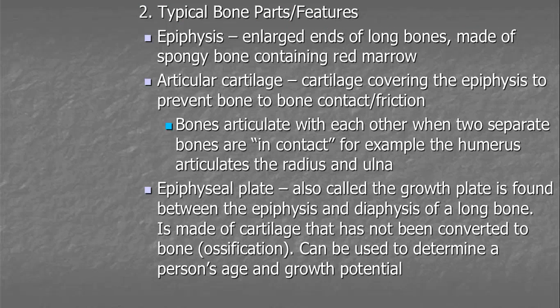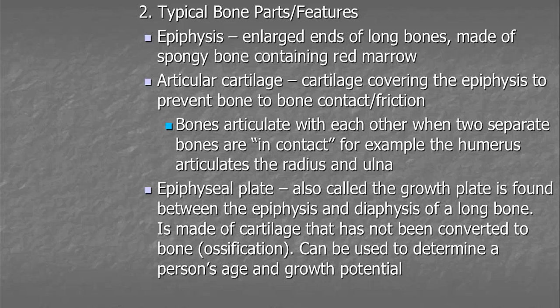Alright, so now let's go through typical bone parts, and what we're actually going to refer to here are long bones more than anything. The epiphysis, on the ends of long bones, are enlarged rounded ends, and they're largely made from what is called spongy bone, and we'll get into that in a second. They contain red marrow. Remember a few minutes ago where I mentioned red marrow is the type of marrow that actually produces blood cells, red or white blood cells. There are 2 types of marrow, red and yellow. We'll talk about those a little bit more.